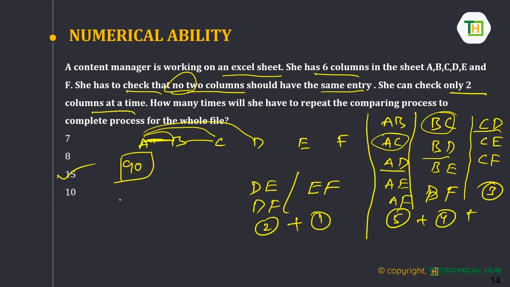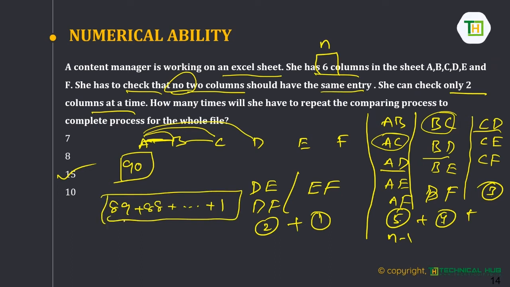Here comparisons are starting with, if there are 6 columns, comparisons are initially 5, 4, 3, 2, 1. Gradually decreases. If it is n, it must start with n minus 1, right? So if the value is 90, it must start with 89, after that 88, likewise till 1. So the sum of 89 natural numbers, that is your required answer.